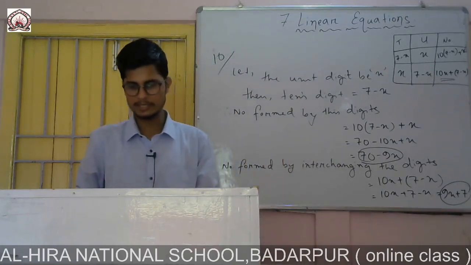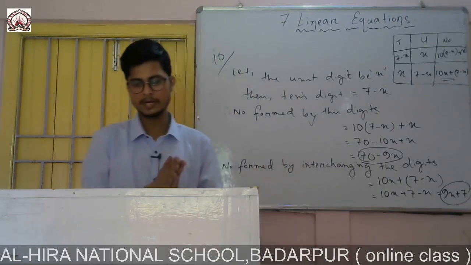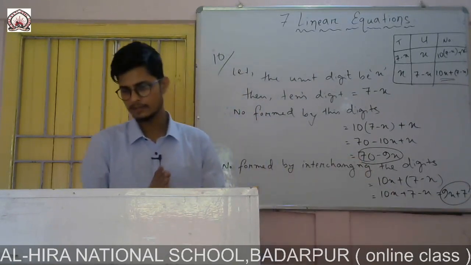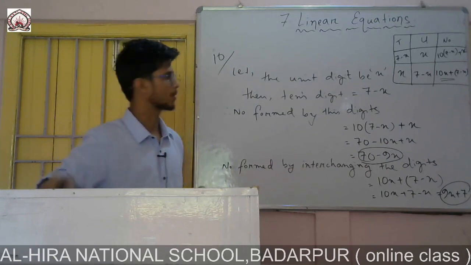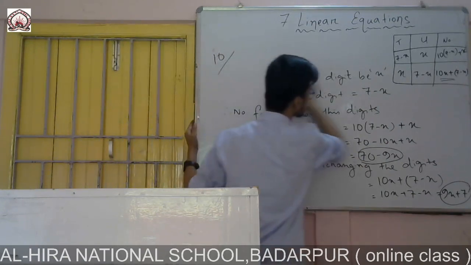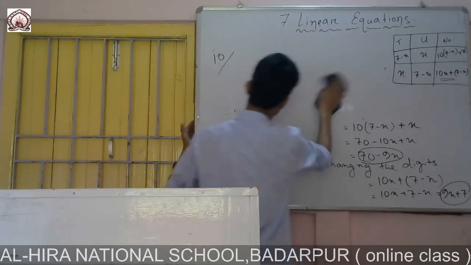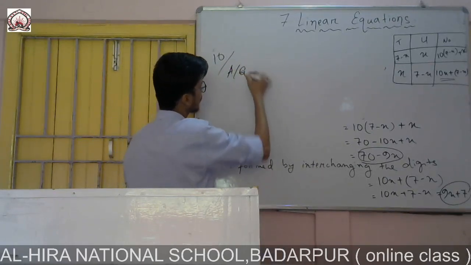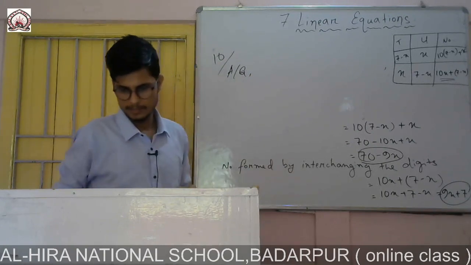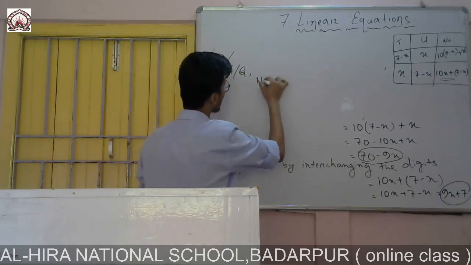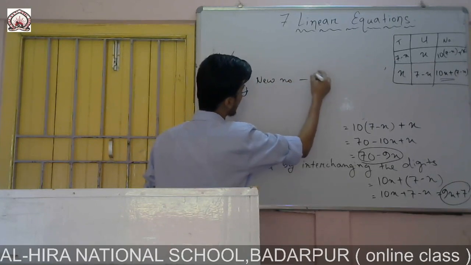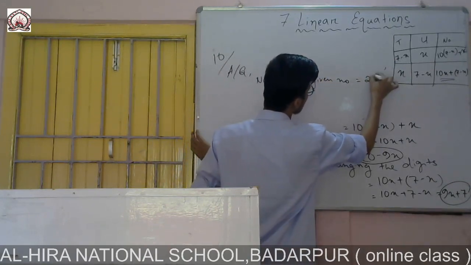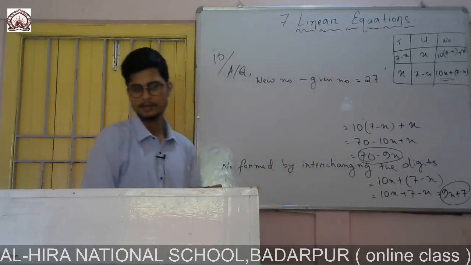Okay, now the question says that if I subtract the new number from the old one, I will get the value 27. So you write according to question. According to question, new number minus given number will be equal to 27. It will exceed by 27.